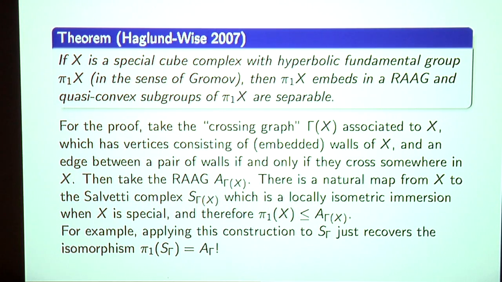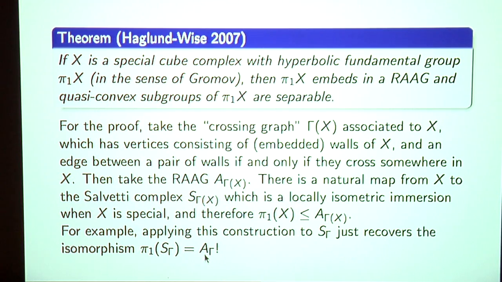So what happens, for example, I said the Salvetti complexes are special cube complexes. What happens if I apply this construction to a Salvetti complex? Well, it just recovers the right-angled Artin group that you started out with and the Salvetti complex, and this local isometry is actually just a homeomorphism, or a metric isomorphism. So that's a special case of their theorem.